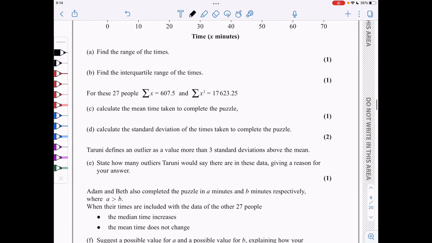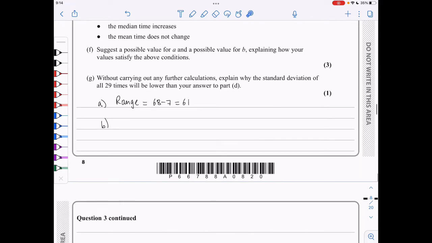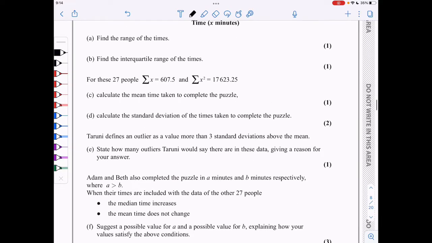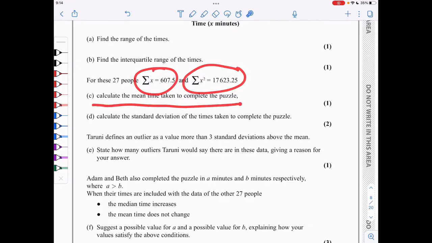In part B, find the interquartile range. This is Q3 here, and this is Q1. So it's going to be 25 minus 14. So the interquartile range is 25 minus 14, which is 11. And then we're being given some summary statistics, the sum of the values and the sum of the squares, and we need to calculate the mean time and the standard deviation.